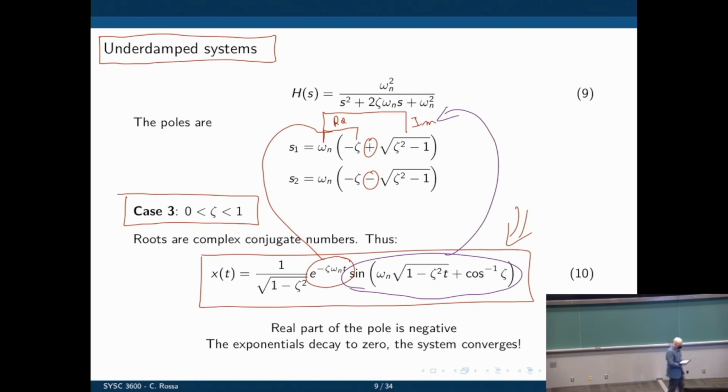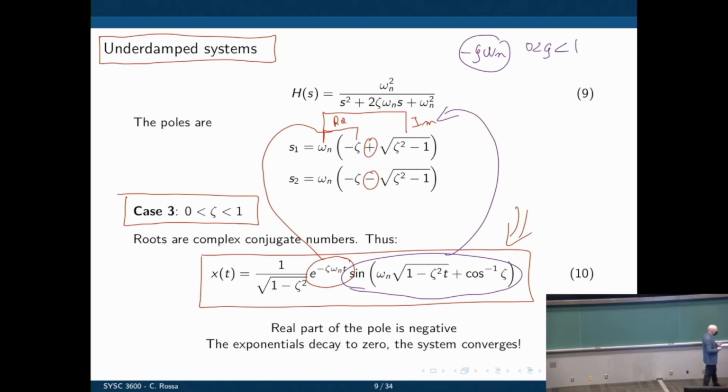Another thing that we see here is that the real part of the pole is negative. Look, the real part of the pole is negative zeta times omega n. Zeta is between 1 and 0. So this is a negative number, meaning that the real part of the pole is still negative, is still placed on the left side of the S-plane. And you can see that in the exponential, which still has that negative coefficient, and will eventually decay and bring the sinusoidal to 0 as well.